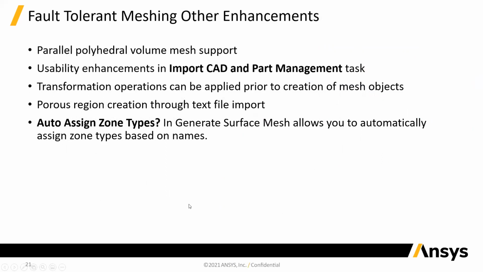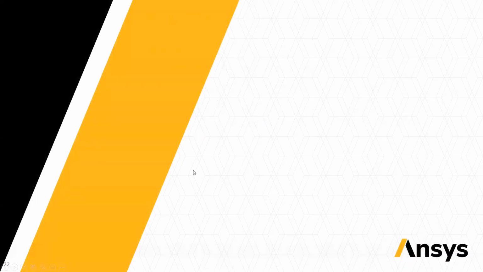There's improvements to the CAD and part management. There's transform operations that you can do to help you move things around. There's an option to create your porous regions from a text file. And there's the ability to go in and auto assign zone types to the mesh. So that's the update on meshing for this release.